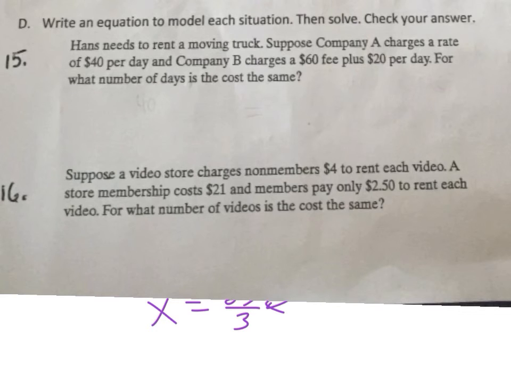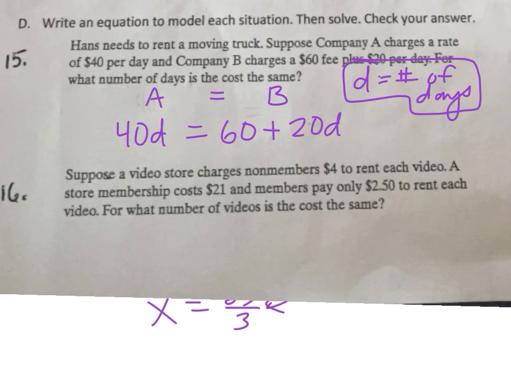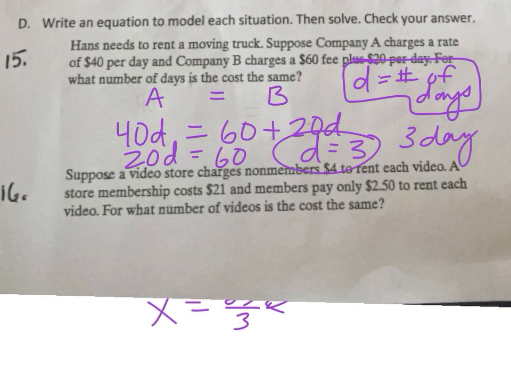Okay, so Company A, and we want to know when that's going to equal Company B. So Company A, $40 per day, and D is number of days. And it's a good idea to write something like that down on your paper, just in case you forget what you made the variable equal in the beginning. The other company is $60 fee, so that's $60 once plus $20 per day. And so that's a pretty easy equation to solve. We're going to subtract 20 from each side, making it 20D equals 60. Divide both sides by 20, 3 days. So 3 days is the answer.